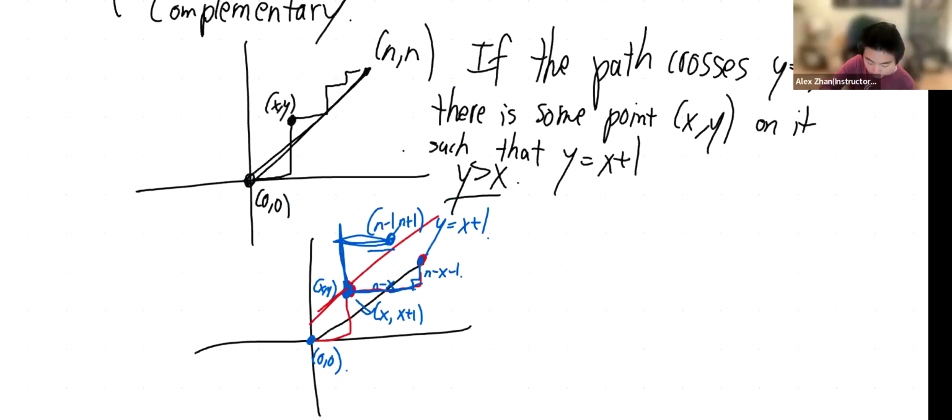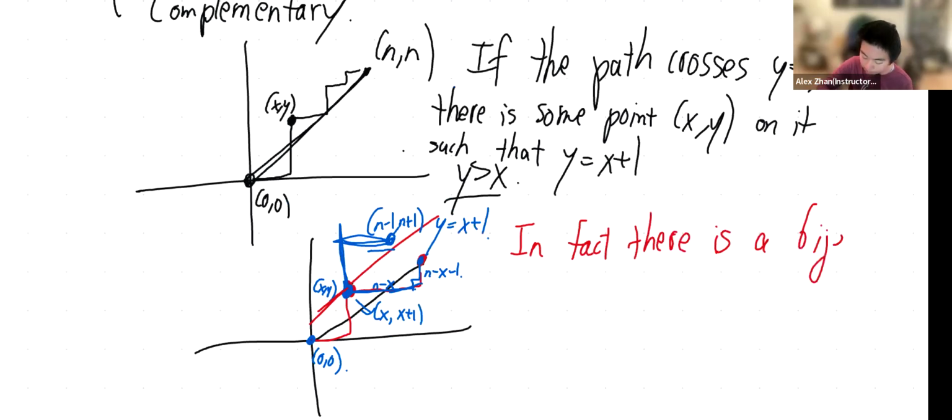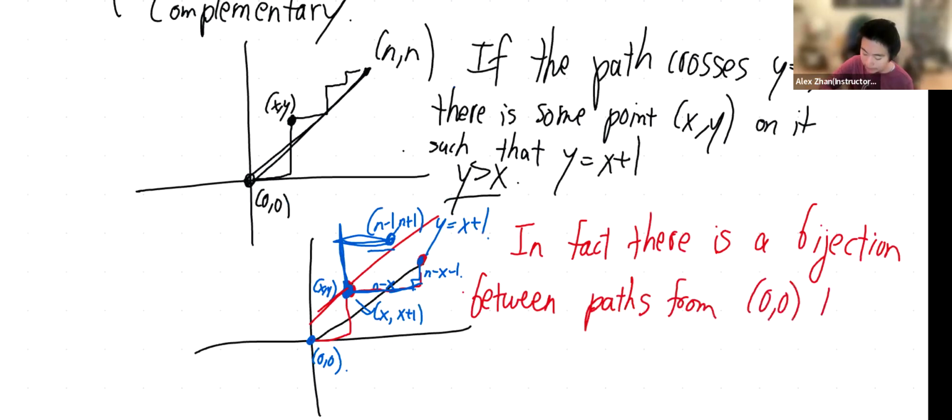So in fact, there is a bijection between paths from (0,0) to (n,n) that cross the line y equals x.